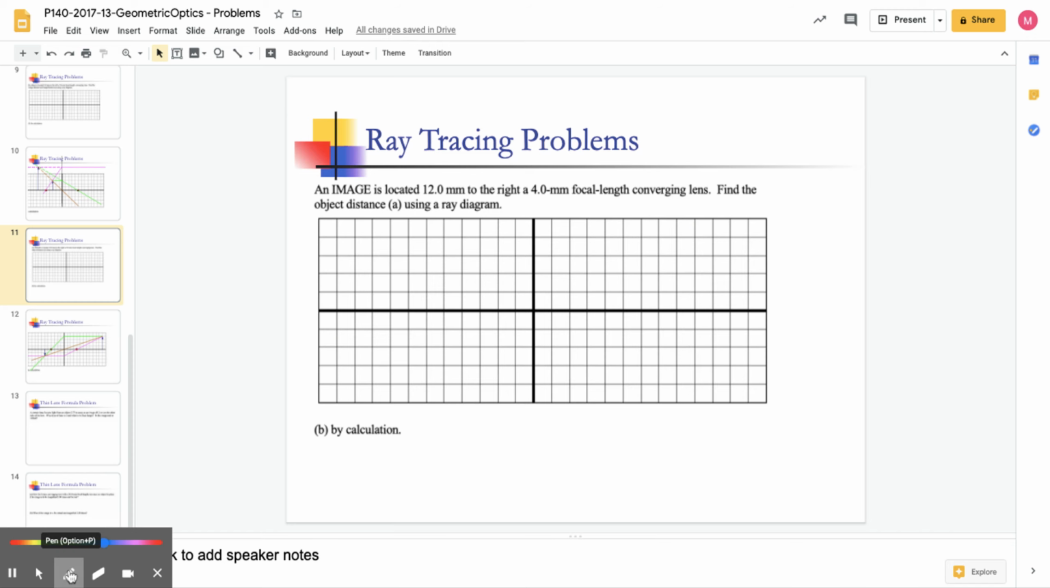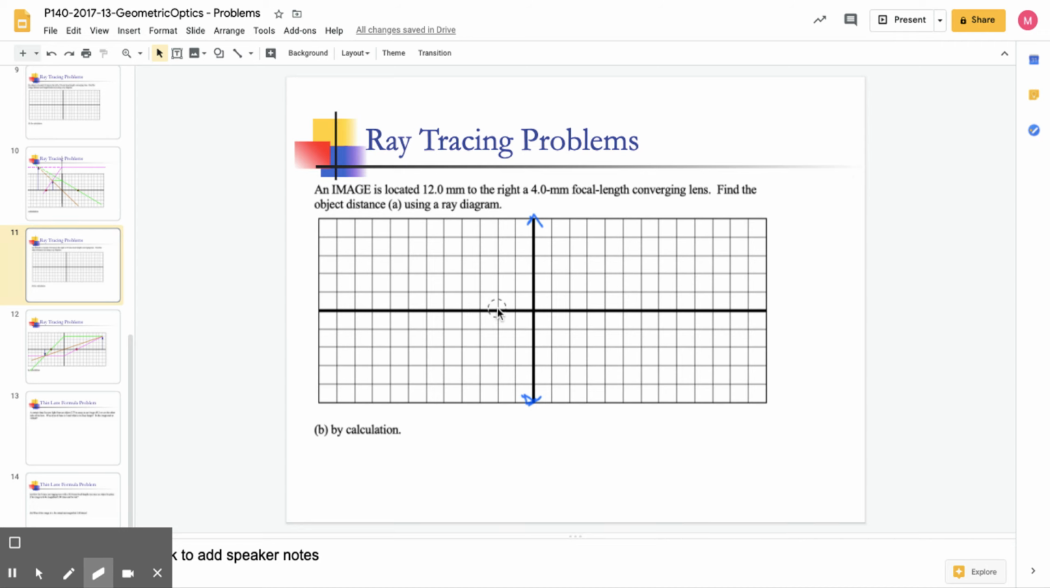Okay, this is a ray tracing example where now we have an image. It says here the image is located 12 millimeters to the right of a 4 millimeter focal length converging lens. So let's note that it's a converging lens with our arrows. By the way, a diverging lens would look like this, with the tips like that. We may need that space.